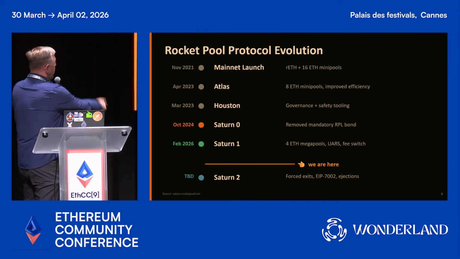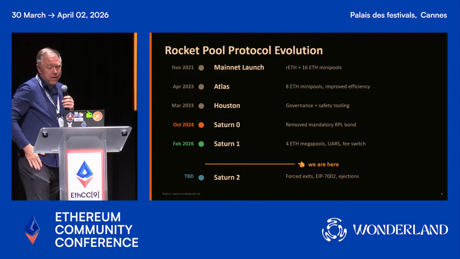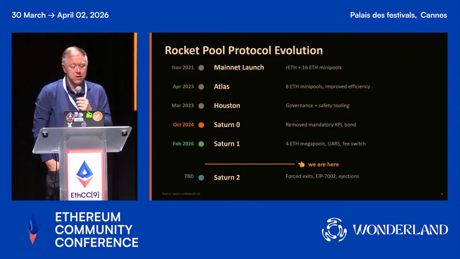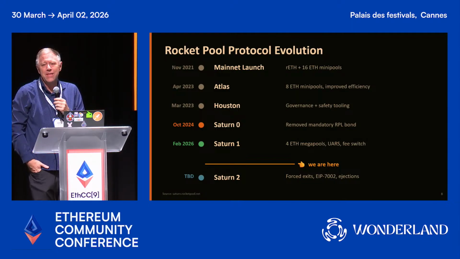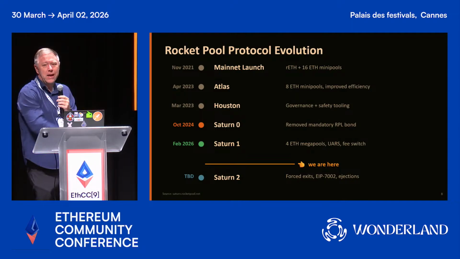Okay, so where are we? We're at this little yellow line right here. Rocket Pool was launched in 21. It had its last upgrade about a year or more ago. And then just recently had Saturn One, and that came out last month.